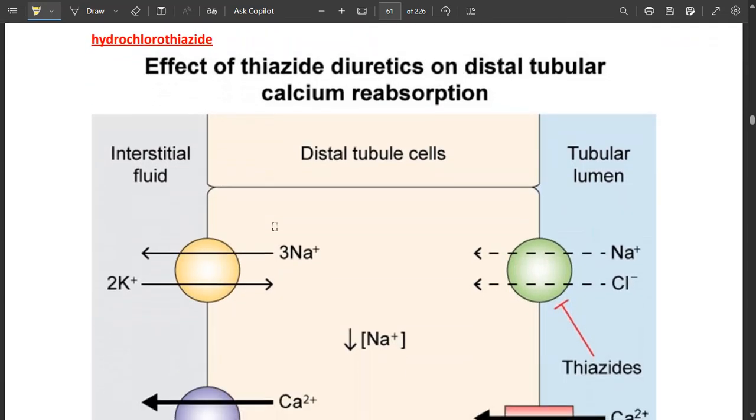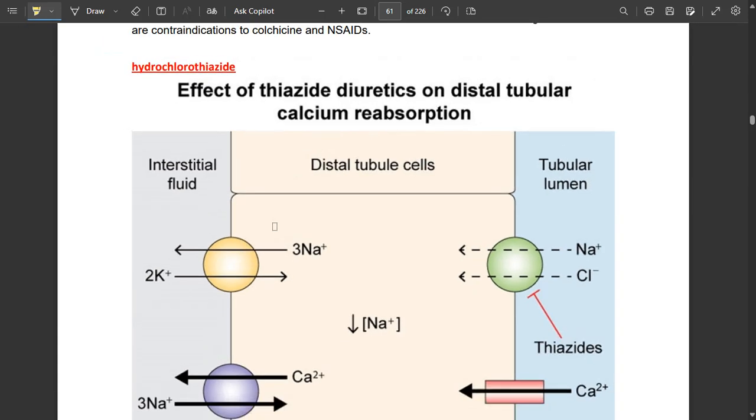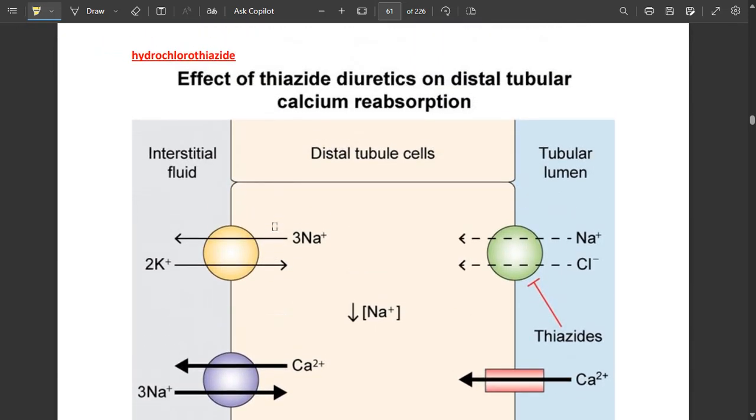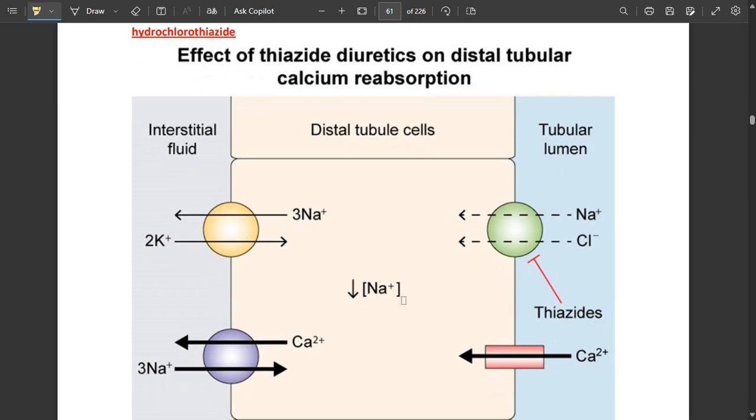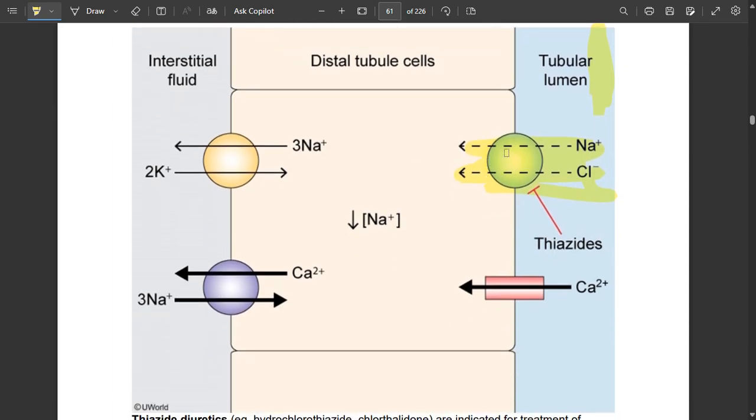Now hydrochlorothiazide: the effect of thiazide is on distal tubular calcium reabsorption. Thiazide acts on the sodium chloride channel. This is the tubular lumen, and this is the interstitial fluid. From the tubules where the urine is formed, the sodium chloride channel is present on the apical surface of the tubular epithelium. Thiazide inhibits this, so sodium cannot be reabsorbed. Sodium then follows water, and there is diuresis.